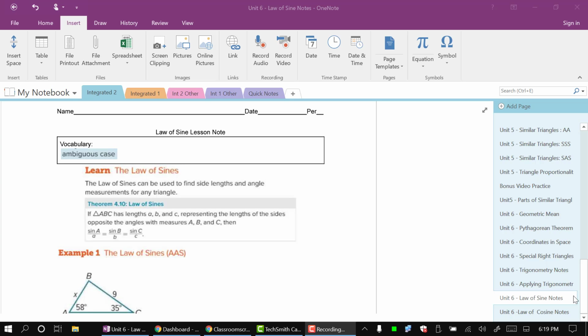Today we're going to be looking at the law of sines. So we started trigonometry before. We're going to continue working with trigonometry and the function of sine. The law of sines can be used to find side lengths and angle measurements of any triangle.